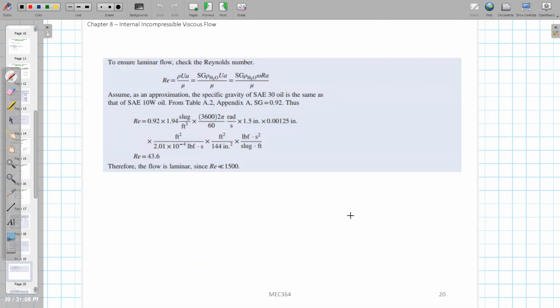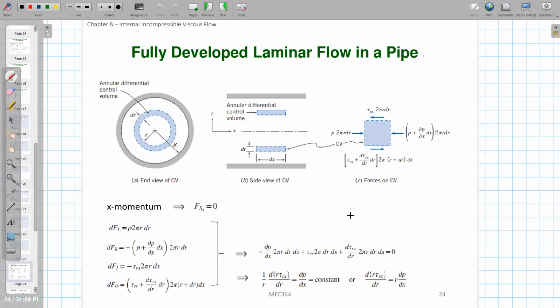Now we consider the second case for internal flow: instead of flow between two parallel plates, let's consider flow inside a circular pipe. So what's the difference from the previous one? One immediate difference you can see is that for the flow between flat plates, we were using a Cartesian coordinate, X, Y.